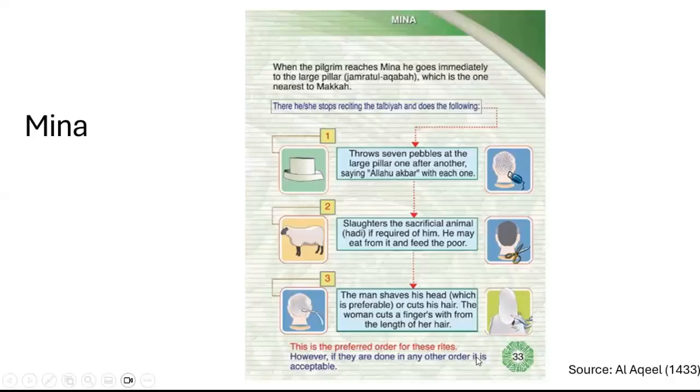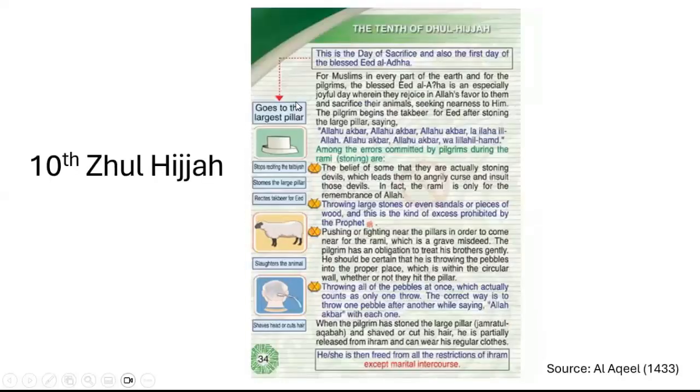This is the preferred order. But if they are done in any other order, it's acceptable. If you can, this is fine. If you cannot, for one reason or the other, no problem, it's accepted, as we said before. And then on the 10th of Zulhijjah, we've explained going to Aqaba, and then slaughtering.